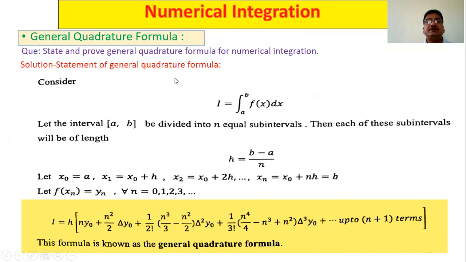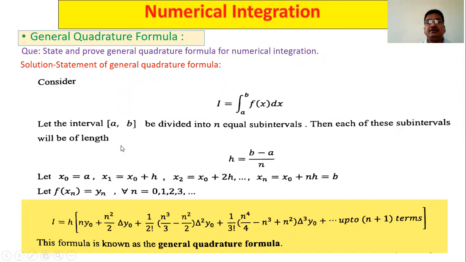And this is the statement of the general quadrature formula. Consider the integration from a to b of f(x) dx, denoted by I. We have to solve this integration by using numerical integration. Let this interval of integration, a to b, be divided into n equal subintervals or n sub parts.